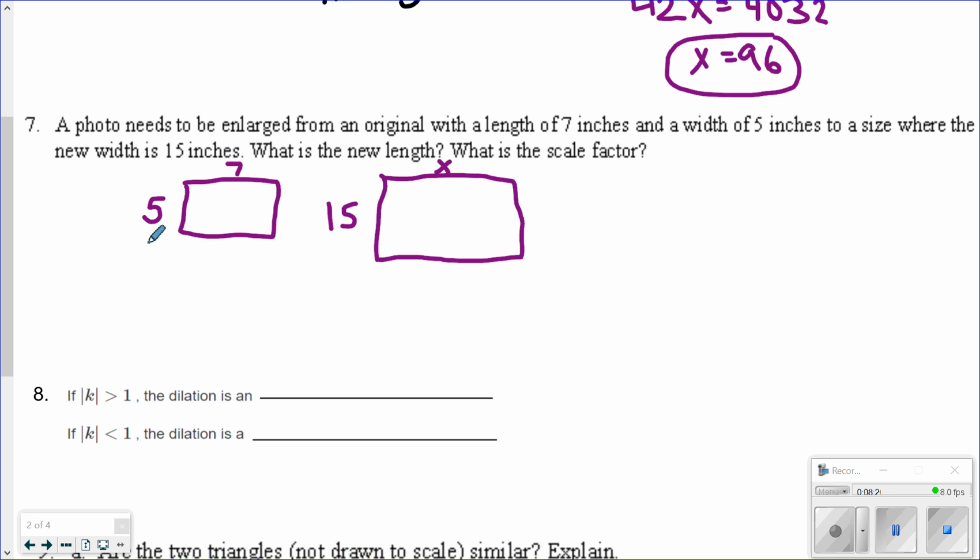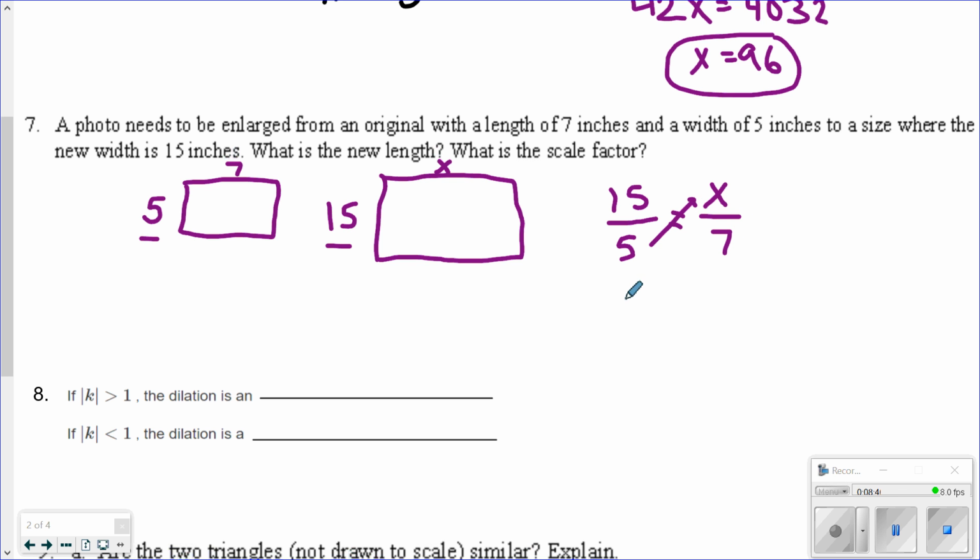So let's write our proportion. We know 5 and 15. So 15 over 5. And I could flip this around. It doesn't matter the way you write this fraction. What does matter is what comes next. So 15 was in this rectangle, which means x needs to be in the numerator. Divide this by 7. Cross multiply.